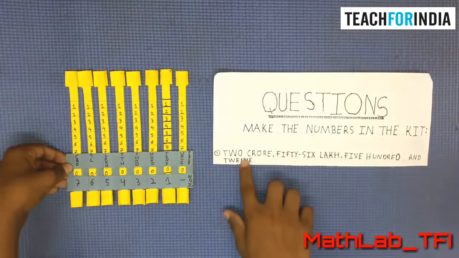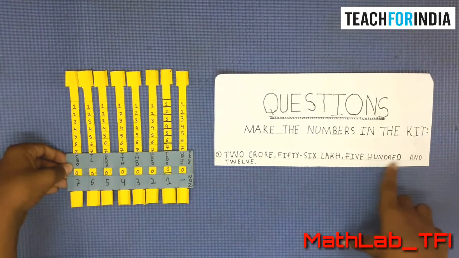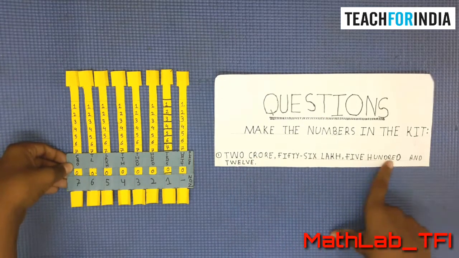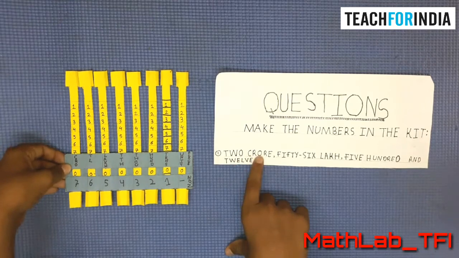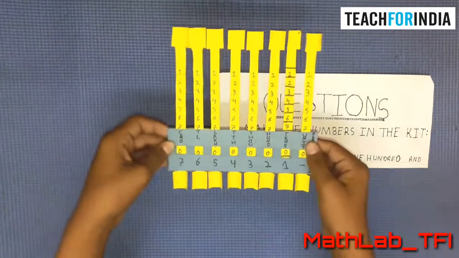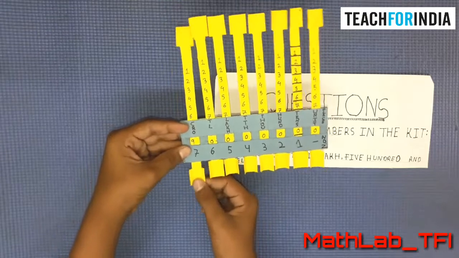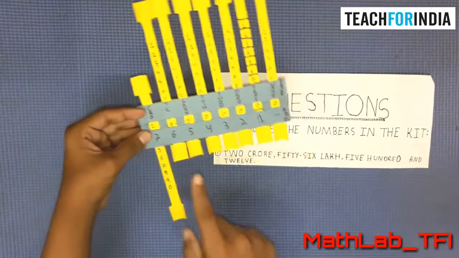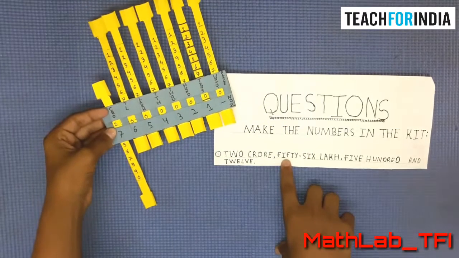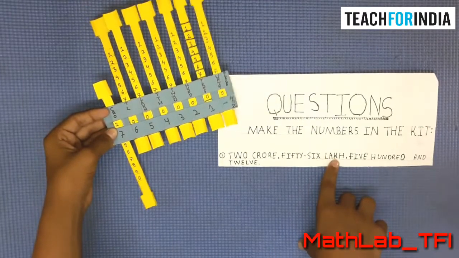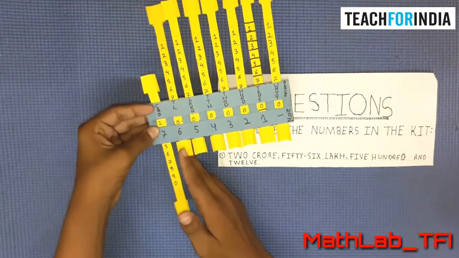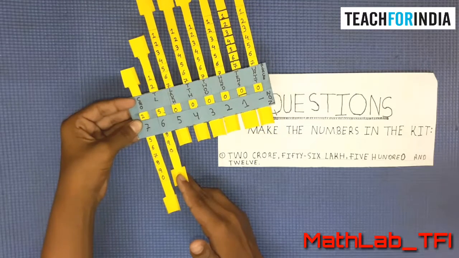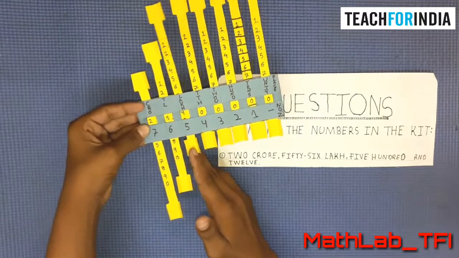Here is the question: 2 crore 56 lakh 512. I repeat the question: 2 crore 56 lakh 512. First we need 2 crore, so we will move to the crore place and pull the strip till 2. Here is the 2, and next we need 56 lakh, so we will move to the 10 lakh and lakh place. On the 10 lakh place we will pull the strip till 5, and on the lakh place we will pull the strip till 6.